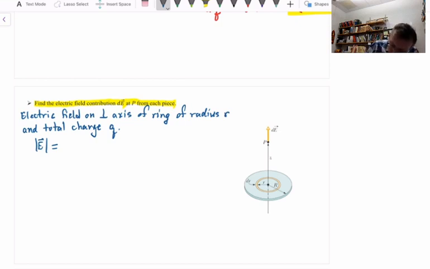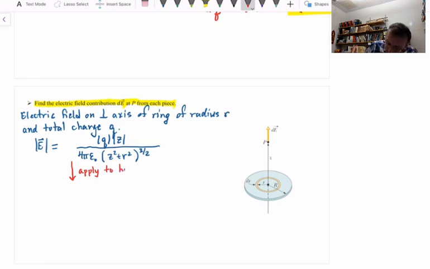It will be the magnitude of the charge Q times the magnitude of the value Z over 4 pi epsilon 0 times Z squared plus R squared to the 3/2. But now I have to apply this result to the highlighted ring in my drawing over here. I have to figure out how to use that result that we already derived for the particular ring in our drawing here.